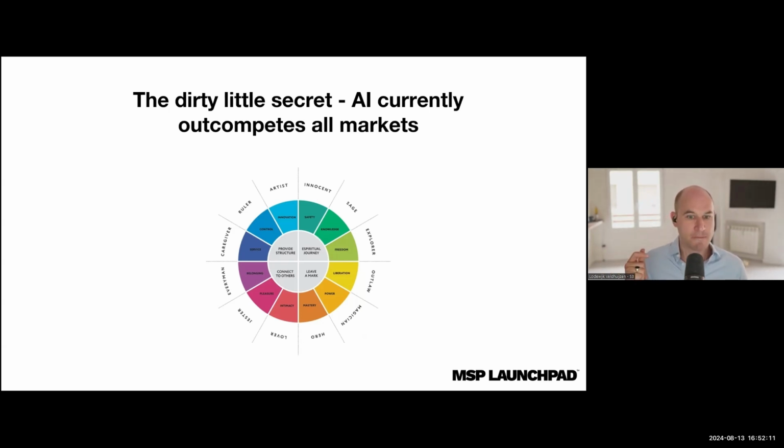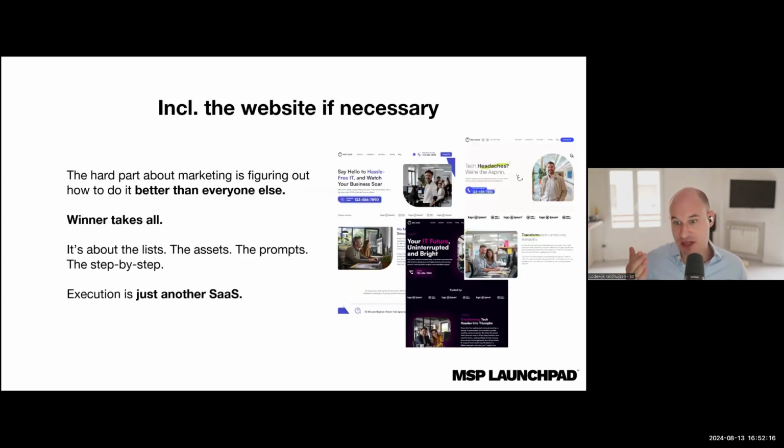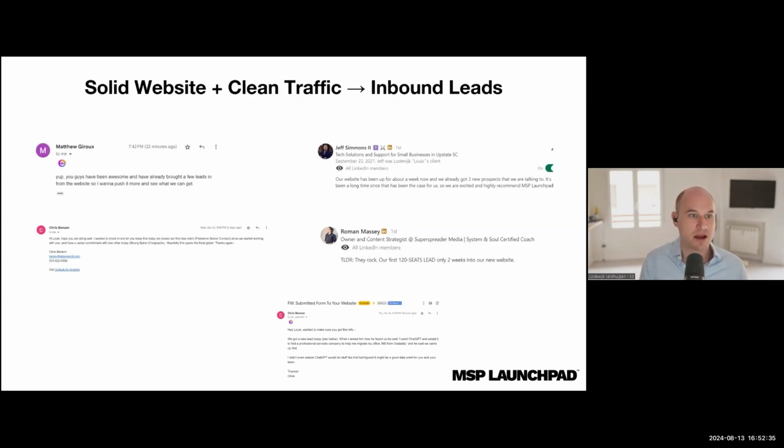Okay, so easy, use the AI. The AI will also build the entire website. You'll have better copy than anyone. You'll have better conversions than anyone. You'll have better designs than everyone. And that's important because in marketing and in digital presence, the winner really takes all. So you've got to make absolutely sure that you do a better job than every single other person in the market. And if you have a solid website and you have clean traffic, you're going to get leads.